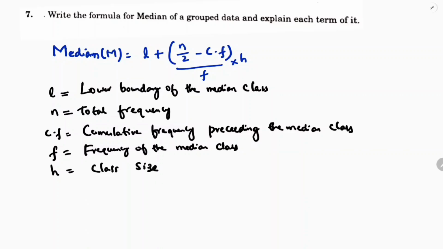So you need to write the formula and explain the terms. So here L is lower boundary of the median class, N is total frequency, you just need to explain about N, and CF is cumulative frequency preceding the median class, F is frequency of the median class, H is class size.